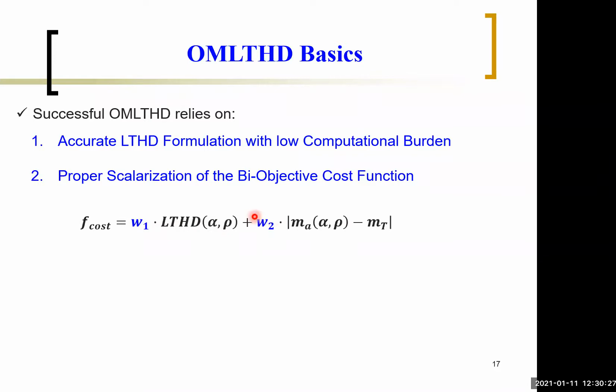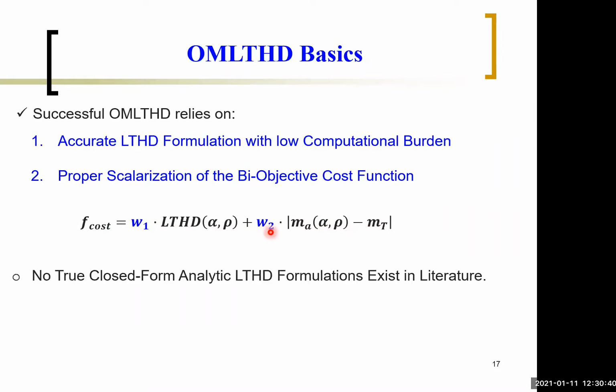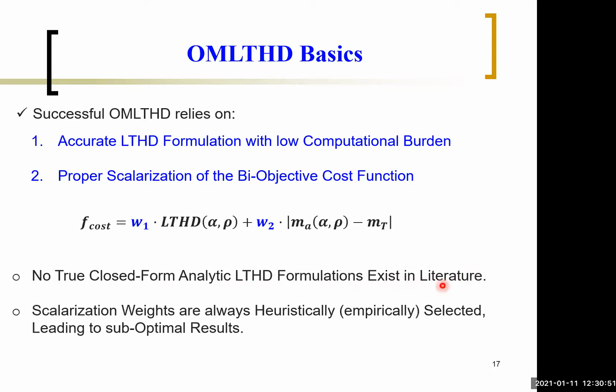This is very, very difficult and never done before, because when you change the target modulation index, you need to recalculate W1 and W2. And still nobody has done this before because it's very, very complicated. So the problems are: first, no true closed-form analytic LTHD formulation exists in the literature. We're going to see why. Second, these scalarization weights are always heuristically or empirically selected, both of which will lead to suboptimal results, meaning you're going to find a local minimum instead of a global minimum in most cases.